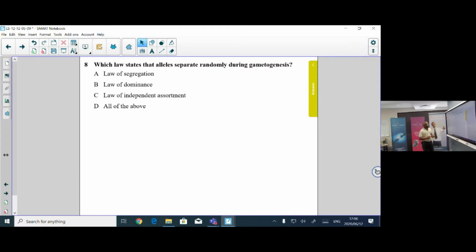Which law states that the alleles separate randomly during gametogenesis? This is part of our phase of meiosis, as I challenged yesterday to go and check. The law is covered under independent assortment. Under independent assortment, there is no formula for the lining up of chromosomes in metaphase 1 of meiosis. So the best answer is the law of independent assortment.